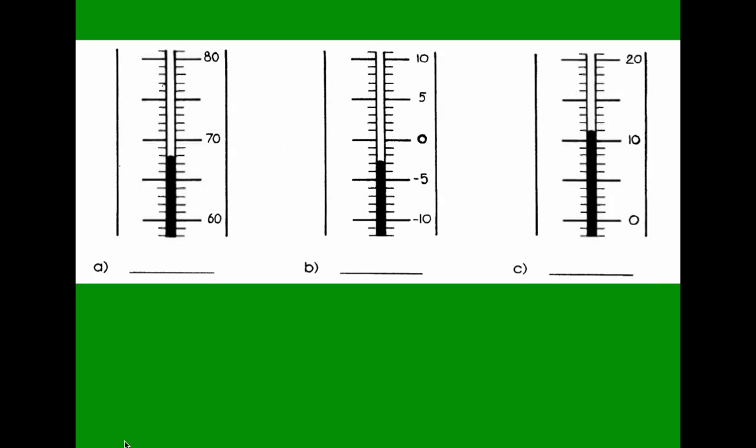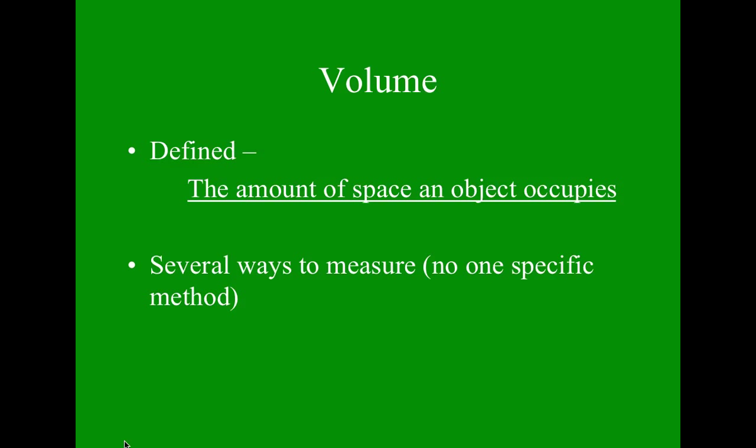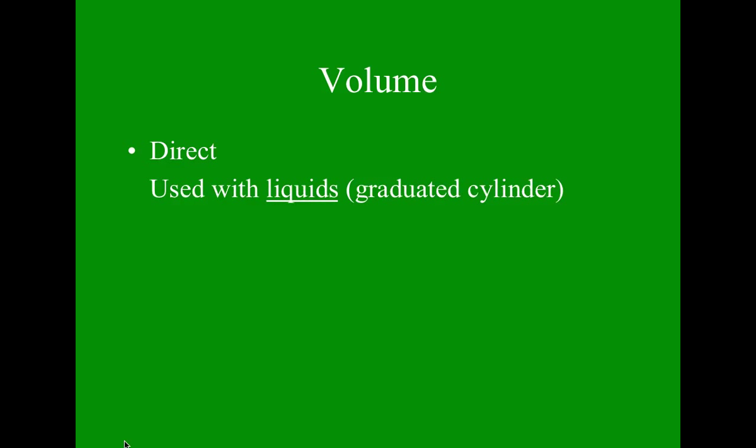All right, the last value that we need to learn how to measure is volume. Volume is defined as the amount of space an object occupies. And the trick with volume is that there are several ways to measure volume. In other words, there is no one specific measure of volume that we can use for everything. It really depends on some specific characteristics of the material itself. The first method is the direct method, and we use this with liquids because we are measuring in a graduated cylinder.